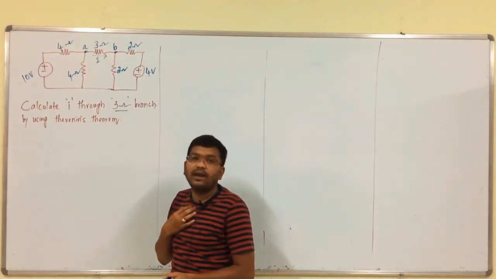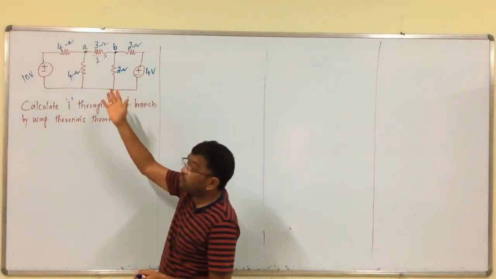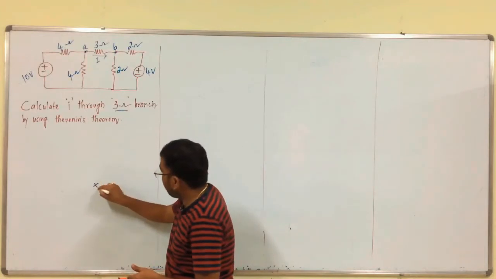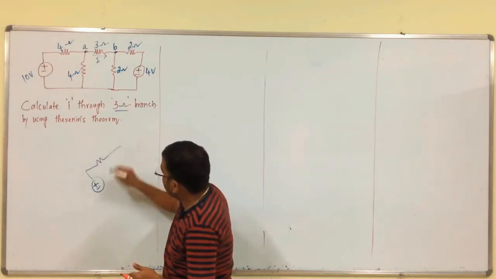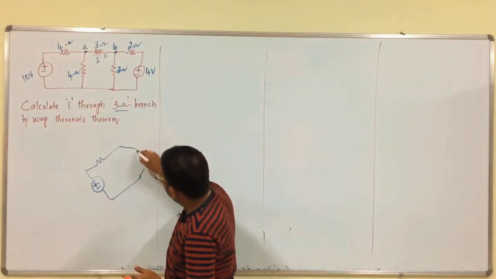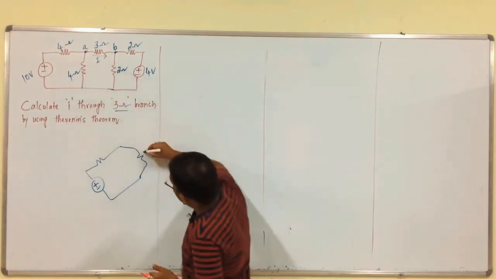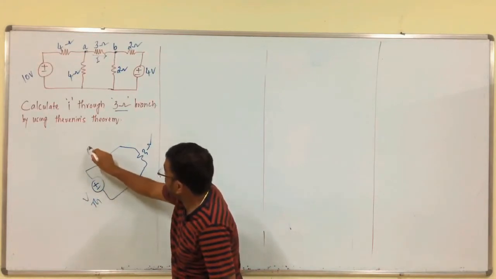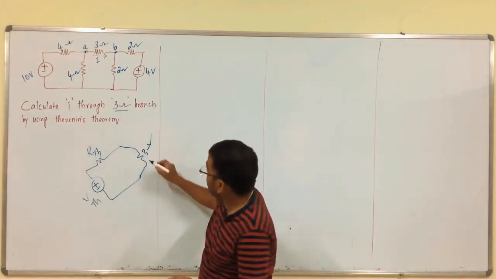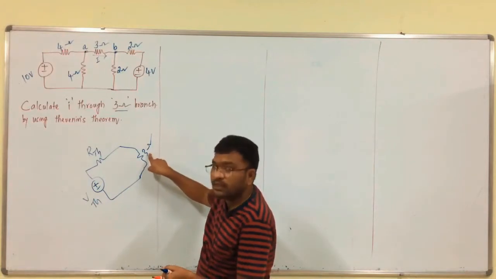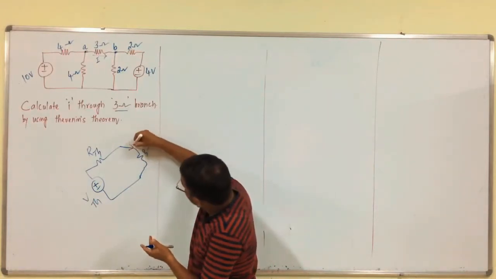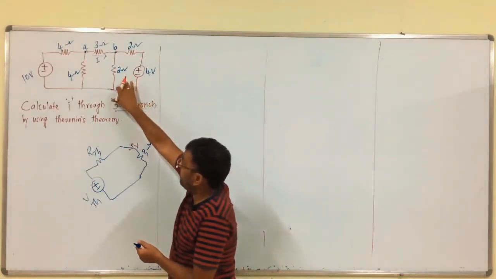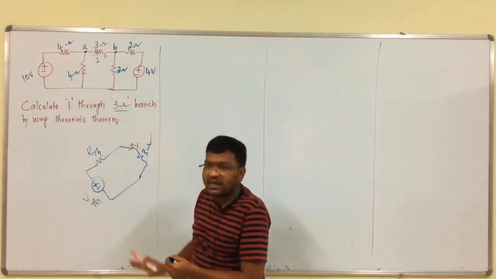So, what is step 1? This is the given circuit. Finally, we get which type of circuit? A simple voltage source VTH in series with RTH, and we have this 3 ohm. This is VTH, this is RTH, this is 3 ohm. Why is it 3 ohms? Because he wants the current through this branch. Whatever may be the circuit, finally we get this circuit.